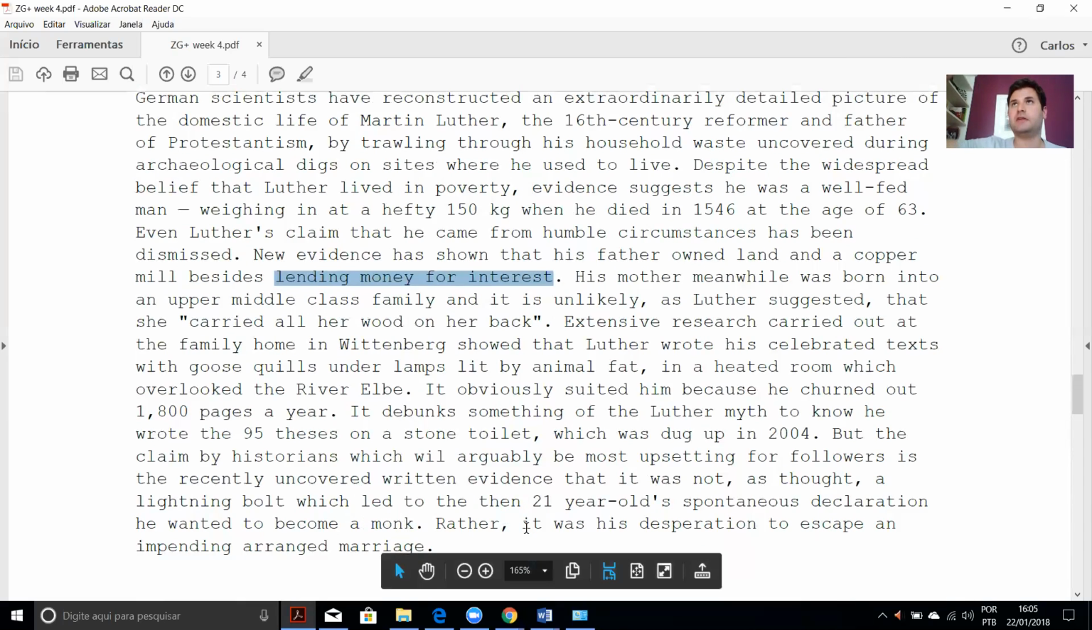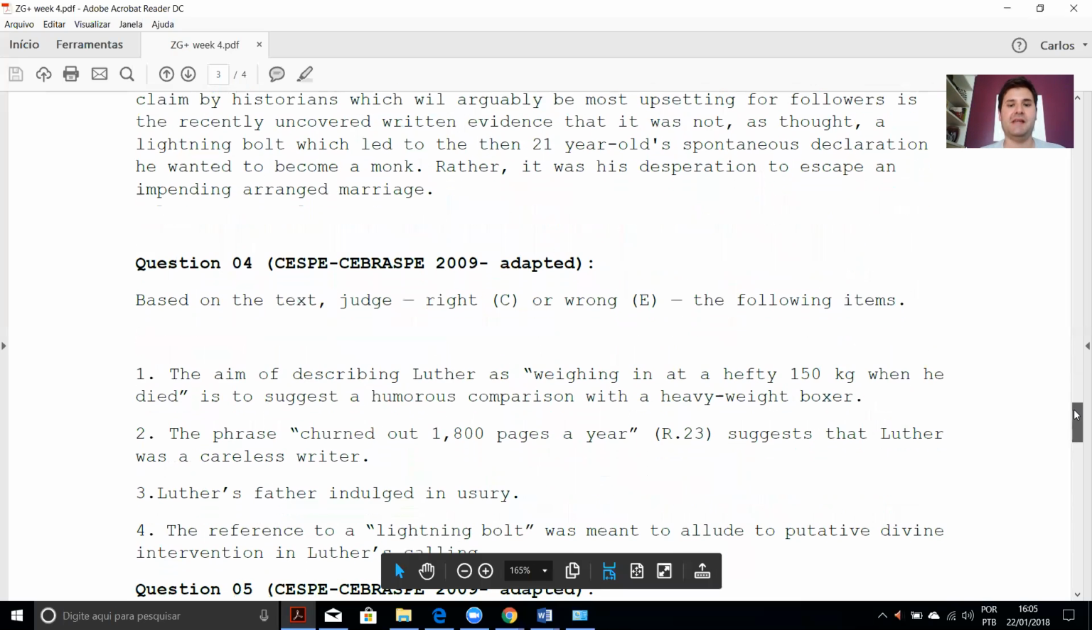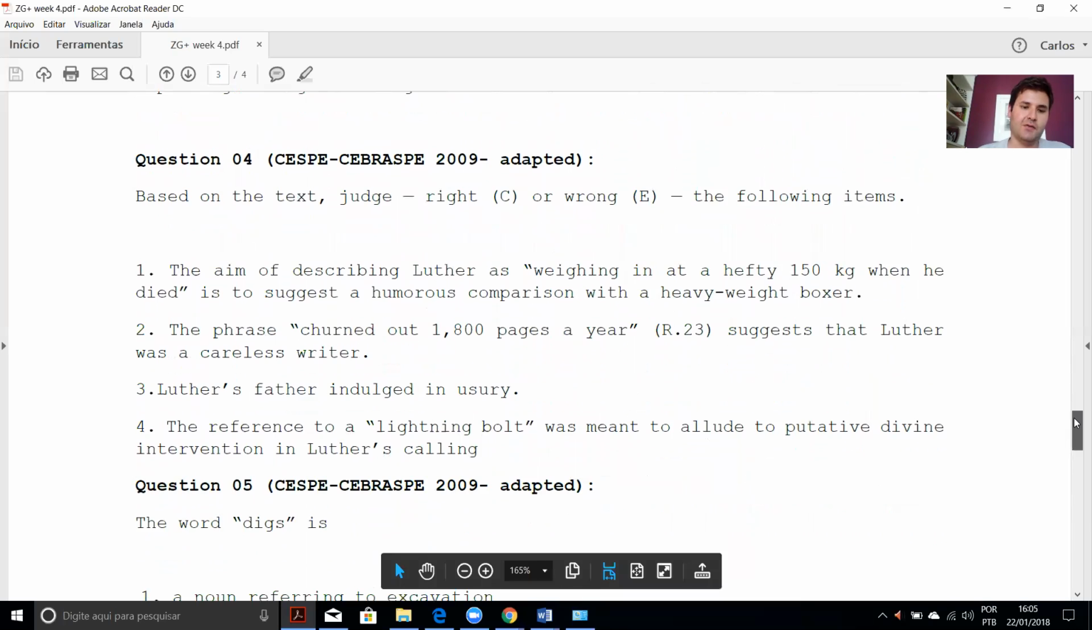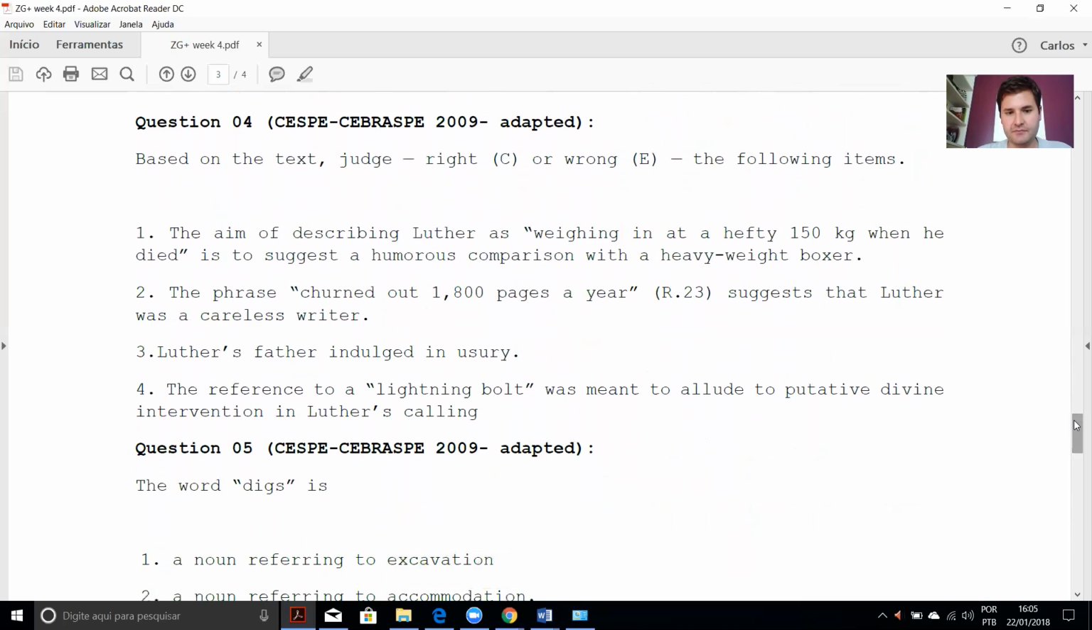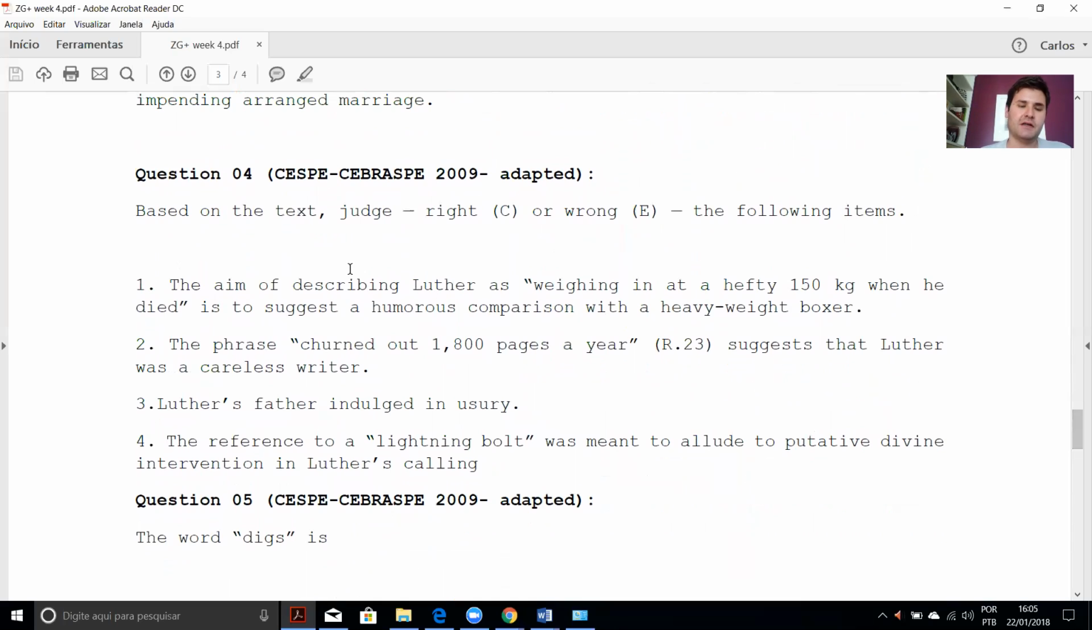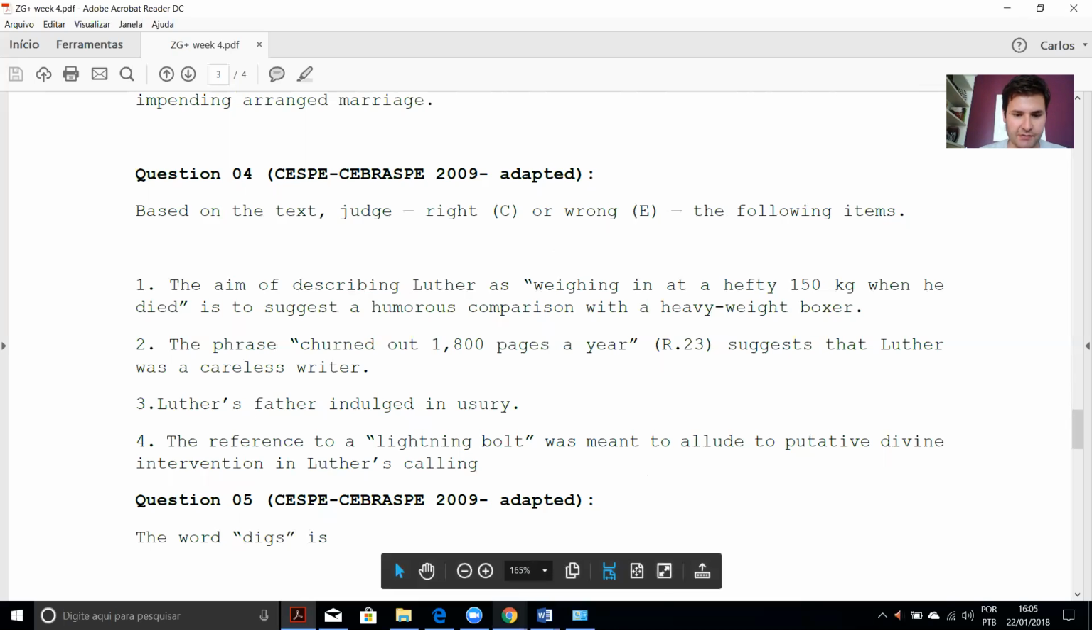So the idea of a lightning bolt coming from above, yes, conveys that idea of a putative divine being, entity, which intervened in Luther's calling to become a monk, to become a religious, actually. Okay, so this one is correct. So far, recapping question number 4, we have number 1 is right, number 2 is incorrect, number 3 is correct, and number 4 is correct as well.